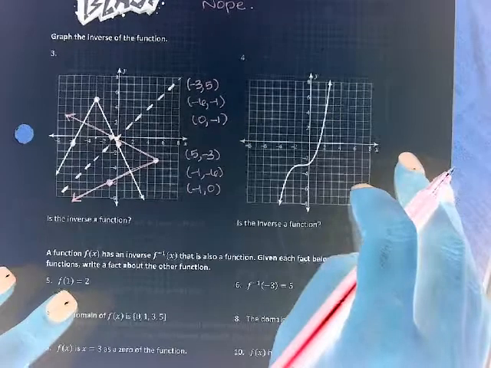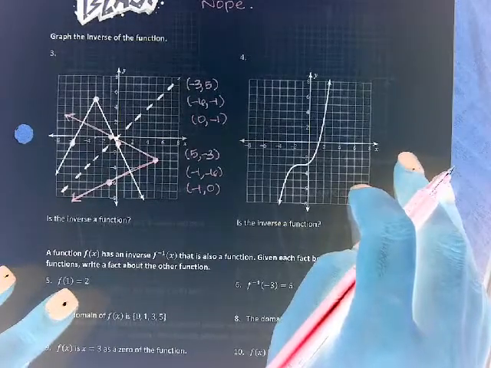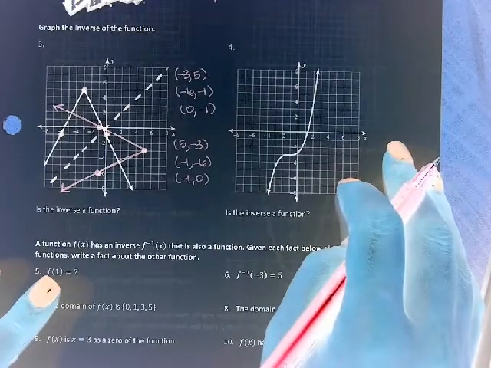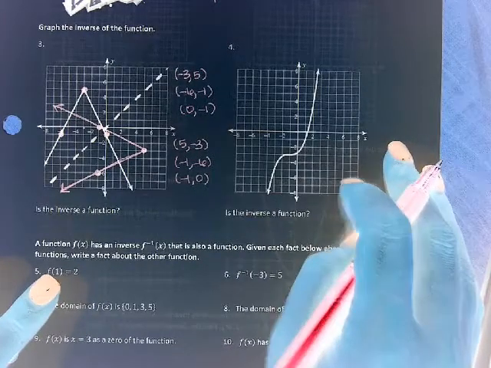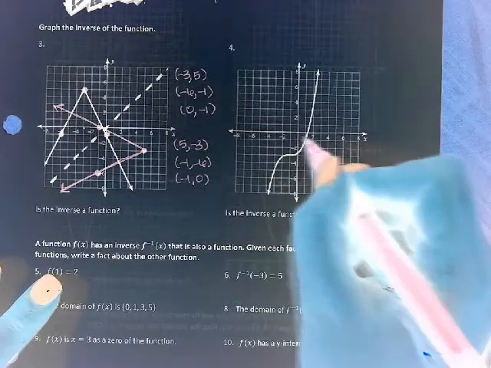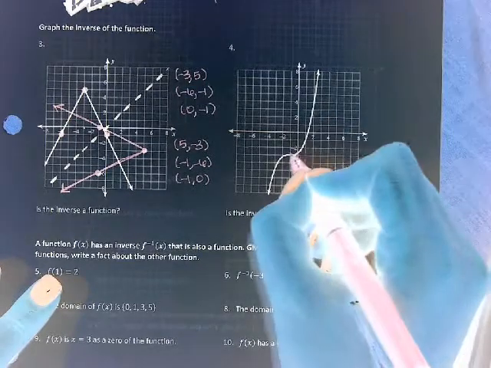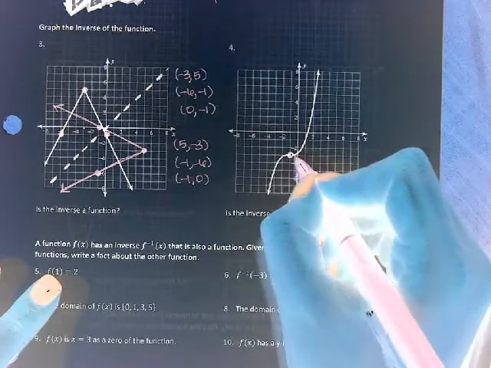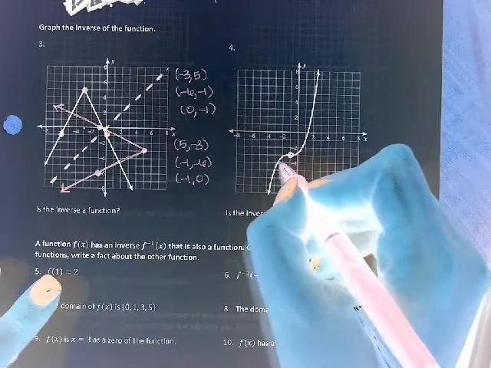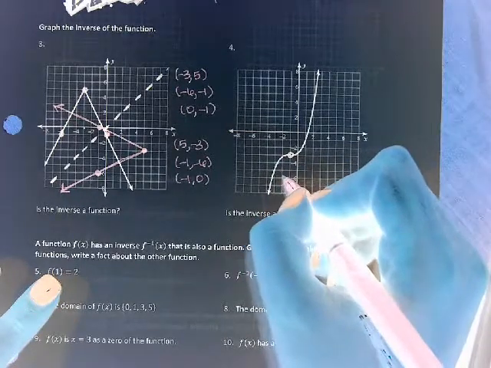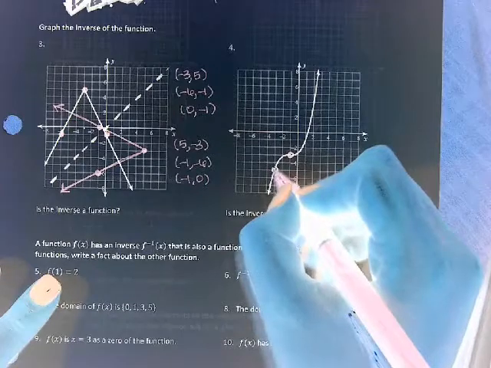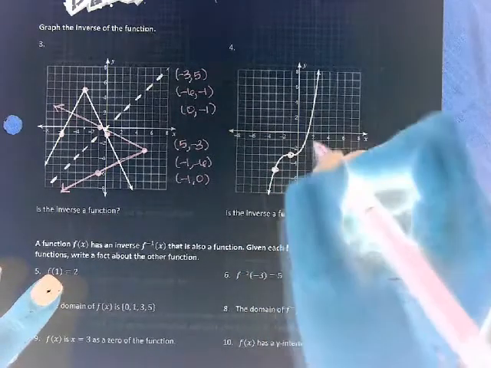Can anyone see some points that we should use on number 4? Can you guys tell where the locator point is? Okay. And then from there, we're looking for corners. So this kind of looks like a corner.